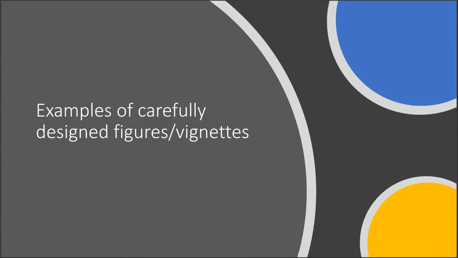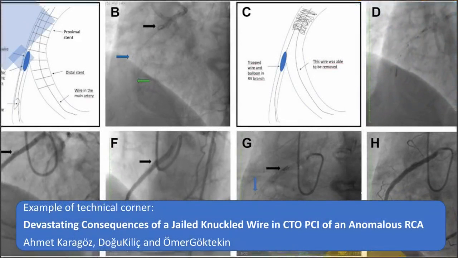And so I will show you a few examples of authors who did a great job in designing the imaging vignettes. This is an example of a technical corner where the authors have combined 8 images in a panel. You can see an important point is that they use arrows to demonstrate the pathology, which is very important.